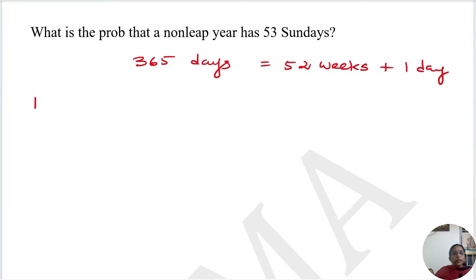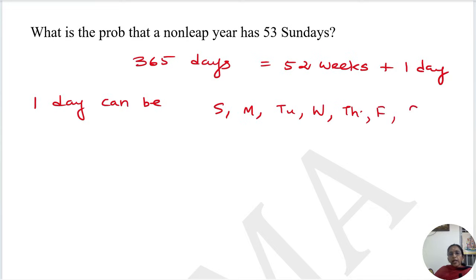1 day can be Sunday, Monday, Tuesday, Wednesday, Thursday, Friday and Saturday. So how many Sundays are they asking? So here there are 1, 2, 3, 4, 5, 6, 7 options, and only one is a Sunday. So the probability of 53 Sundays is equal to 1 by 7.